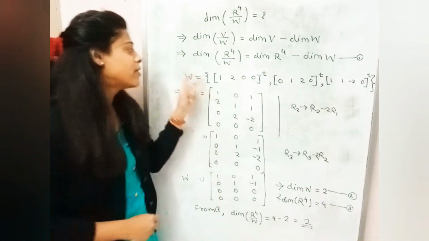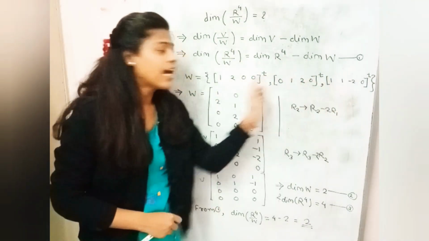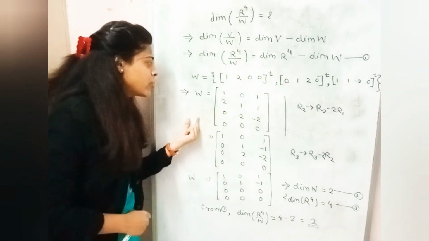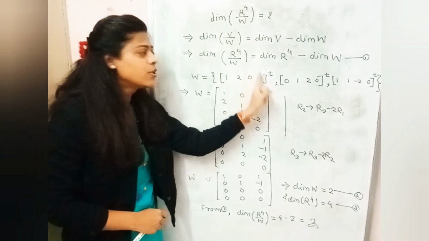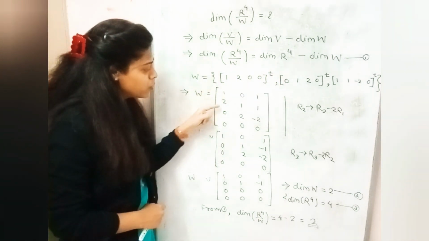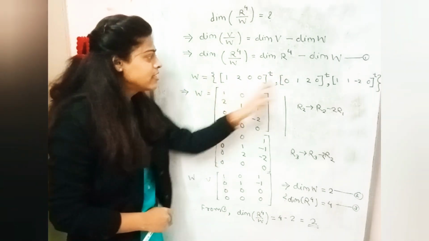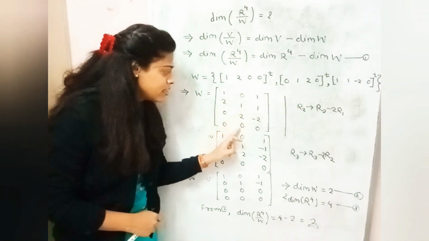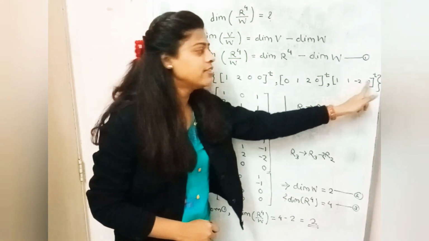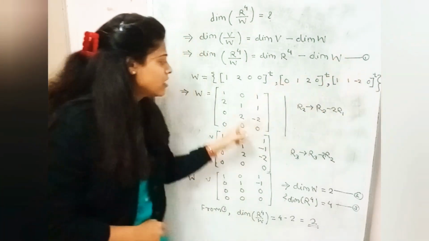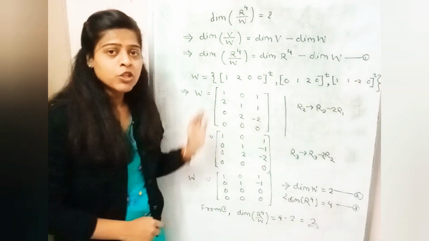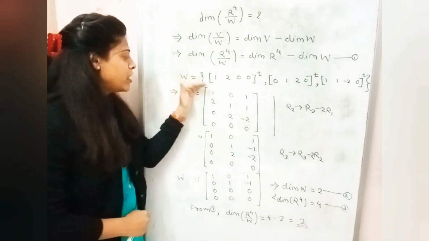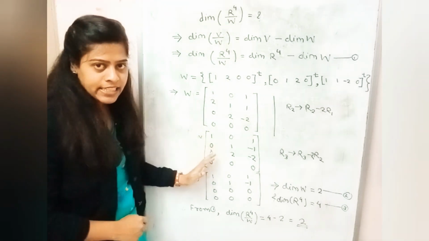Now in the question, W is spanned by 3 vectors, each given with its transpose. Therefore, W can be written as (1, 2, 0, 0) transpose, that is 1, 2, 0, 0. Similarly, the second is (0, 1, 2, 0) transpose, that means 0, 1, 2, 0. And lastly, (1, 1, -2, 0) transpose, that means 1, 1, -2, 0. So W is a matrix of order 4 cross 3. Now, we reduce this matrix to find its dimension.